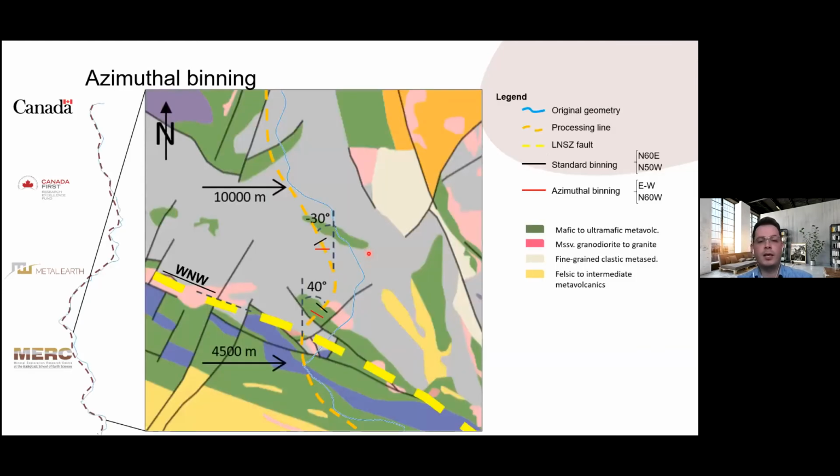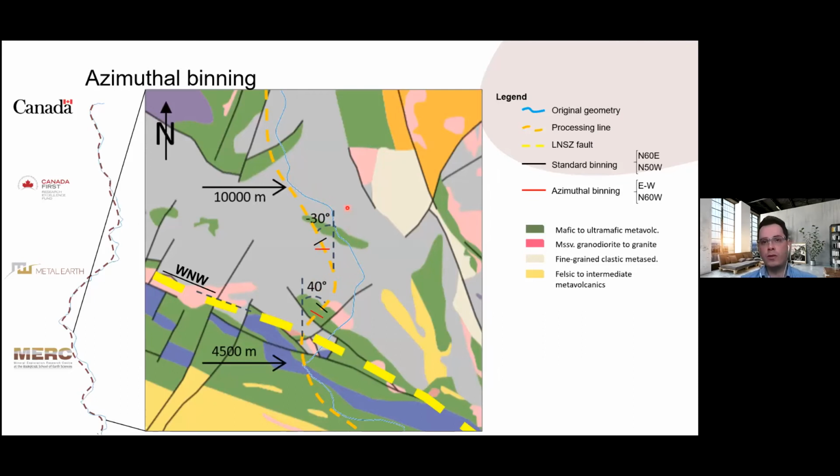I will be showing an example. This is around the southern part of Larder Lake. This map we have here shows the Larder Lake-Cadillac shear zone as a yellow dashed line, and as an orange dashed line the processing line. It's a little bit exaggerated, but it represents the processing line, and the blue line represents the actual geometry of Larder Lake.